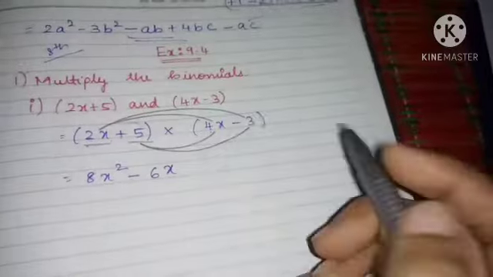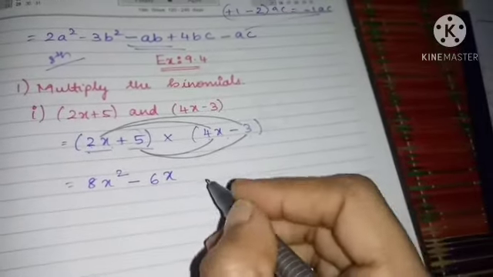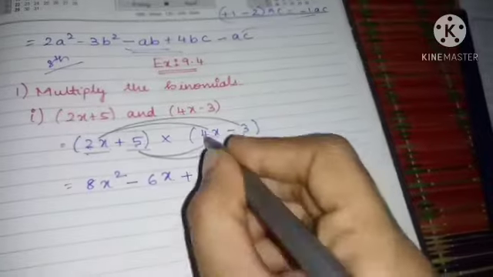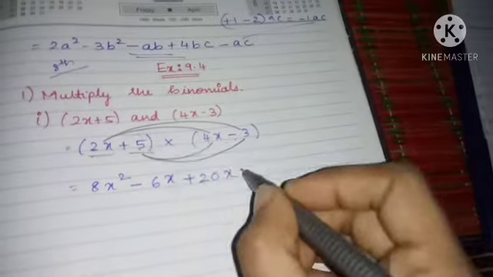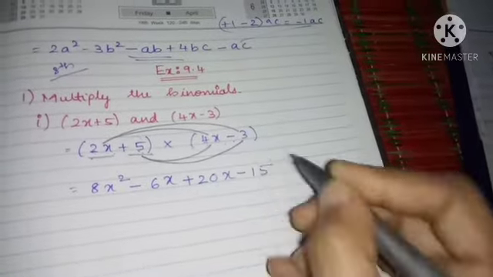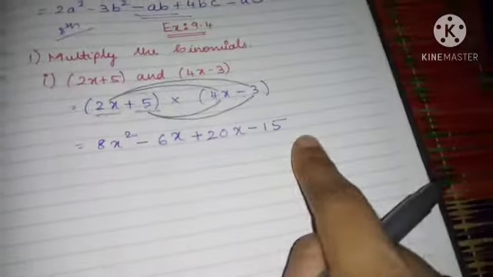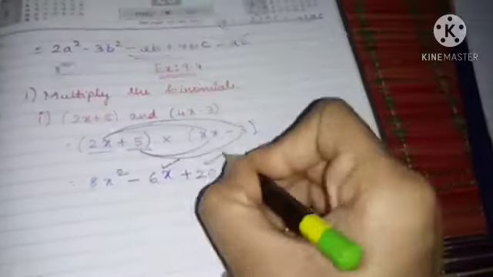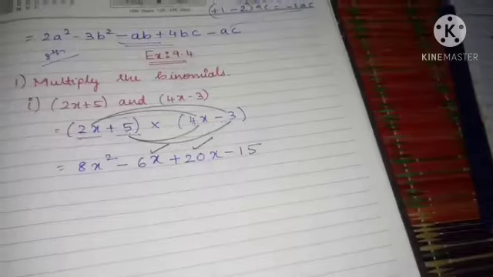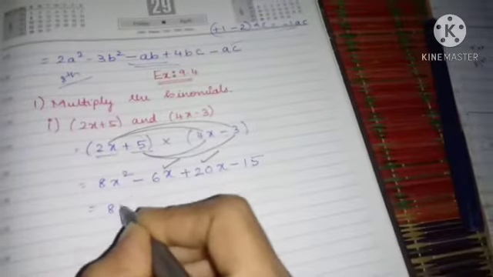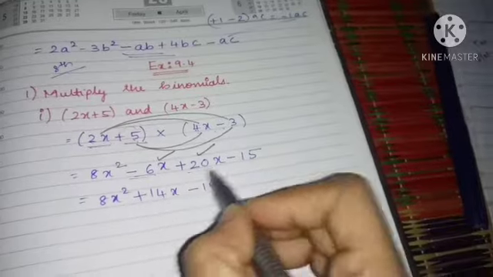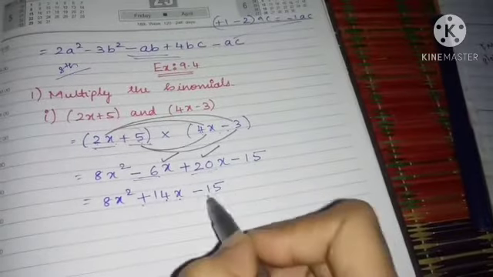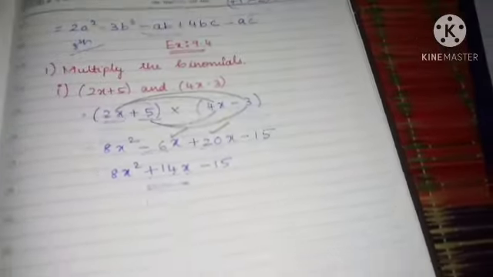Next, we'll go to the plus 5. Plus 5 into plus 4x is plus 5 4s are 20, x. Plus 5 into minus 3, plus into minus, minus 5 3s are 15. Is everything an unlike term? No, they are like terms. So, we have to add or subtract the like terms. 8x square plus 6 plus 20 is plus 14x minus 15. This is your final answer.